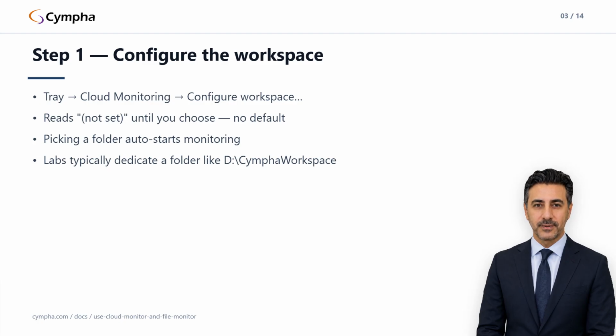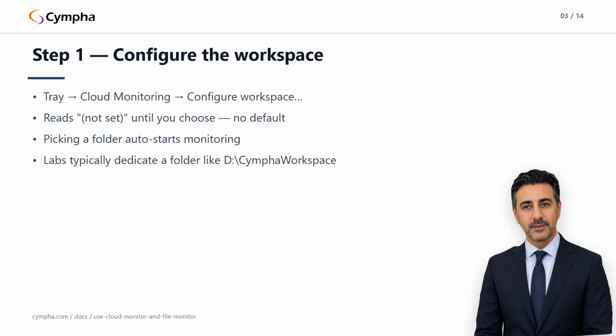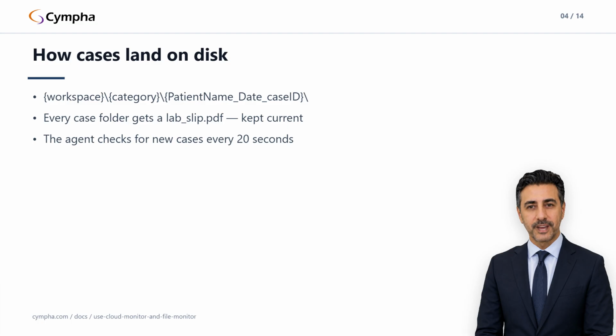So what does a running loop actually produce? Inside your workspace, the agent organizes by category, then by case. Each case gets its own folder named after the patient, the date, and the case number. Inside that folder, you'll find the doctor's uploaded scans and a lab slip PDF. And that slip isn't a one-time export. It's refreshed whenever the case changes, so the printable version on your disk stays current with the case online. Anything you save into that same folder becomes a candidate for upload, which is the other half of the bridge and the subject of the next slide.